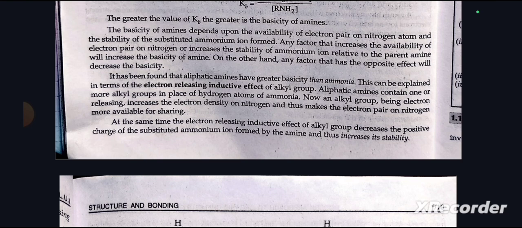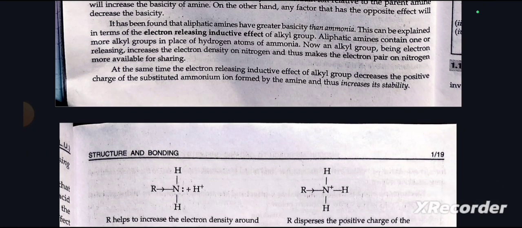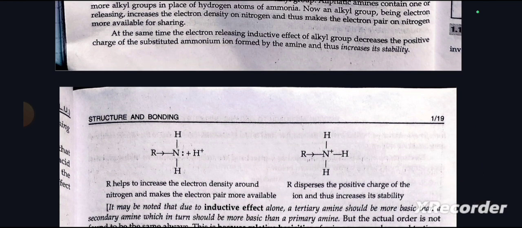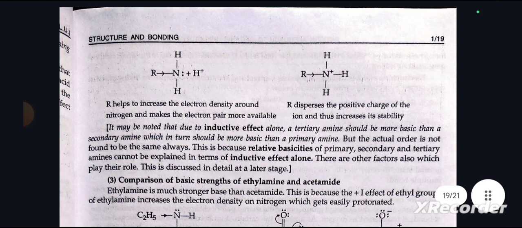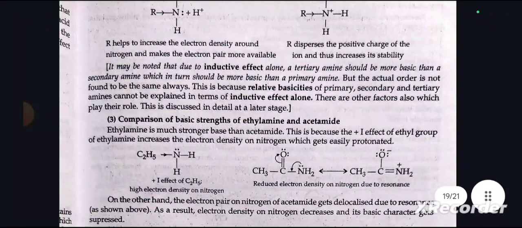Now an alkyl group being electron releasing increases the electron density on nitrogen and thus makes the electron pair on nitrogen more available for sharing. At the same time, the electron releasing inductive effect of alkyl group decreases the positive charge of the substituted ammonium ion formed by the amine and thus increases the stability. RNH2 plus H positive. R helps to increase the electron density around nitrogen and makes the electron pair more available. RNH3 positive. R disperses the positive charge of the ion and thus increases the stability.